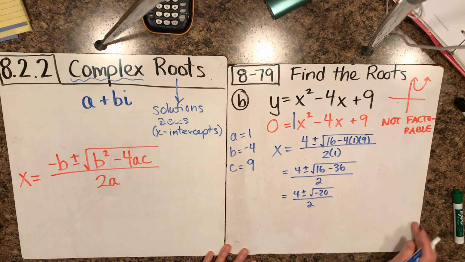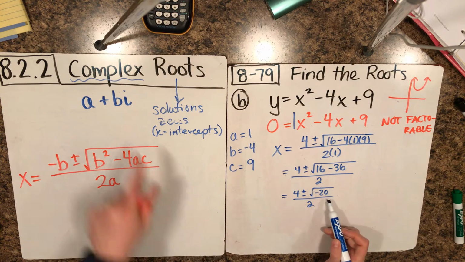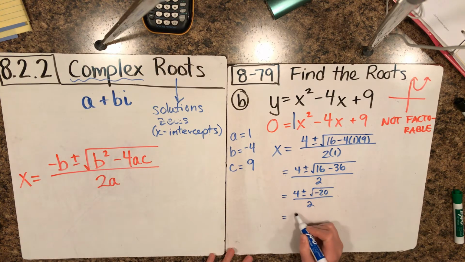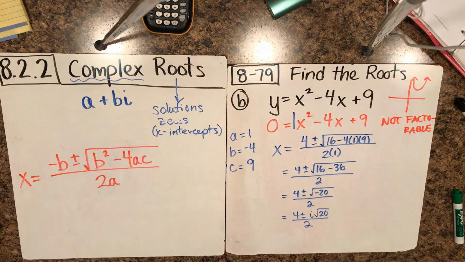Okay, and we no longer stop and say no real solution. We say, oh, well, that means it's a complex solution or an imaginary solution. And we don't know the square root of negative 20, so I'm going to write it as i root 20. And remember, I want it in this a plus bi form, so I need to split it up.